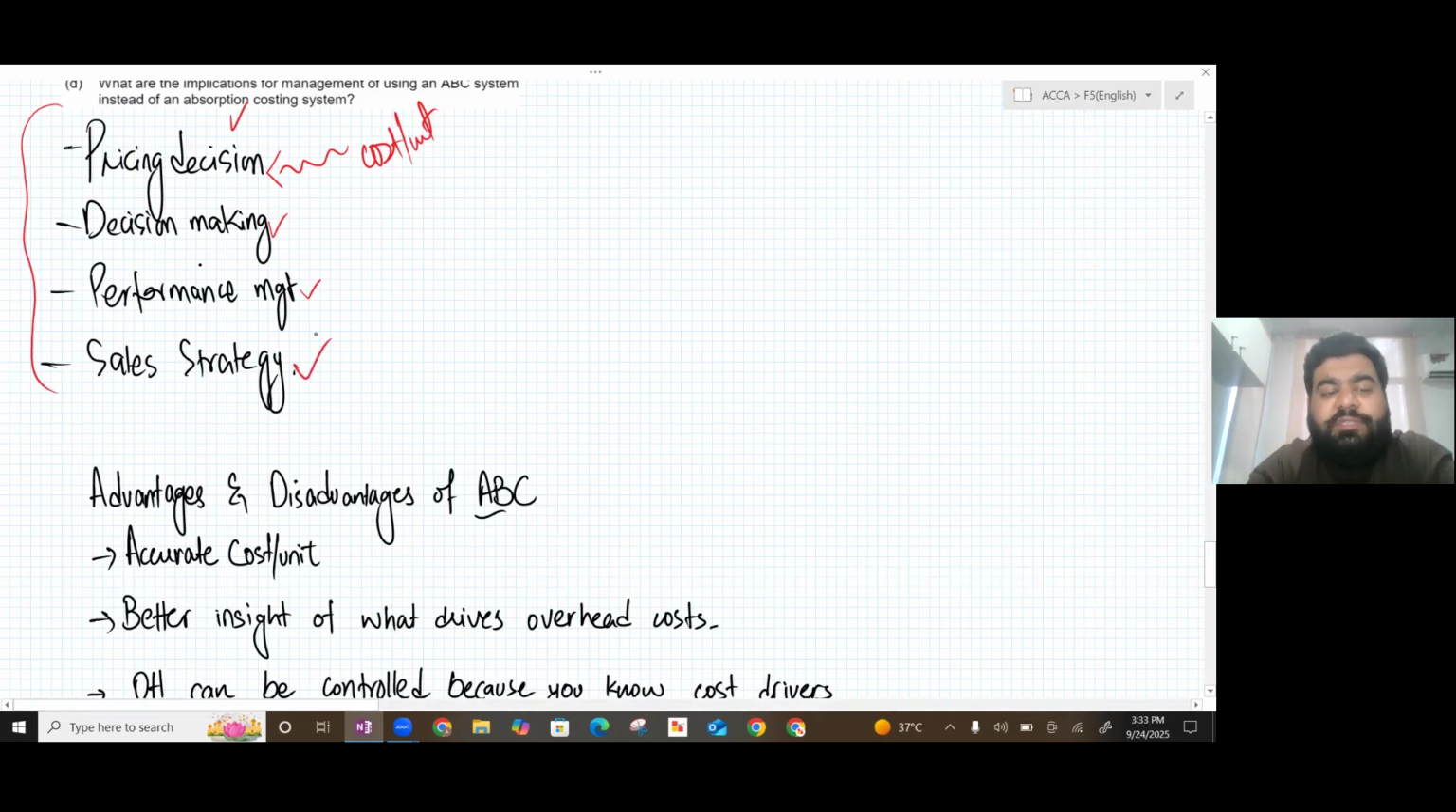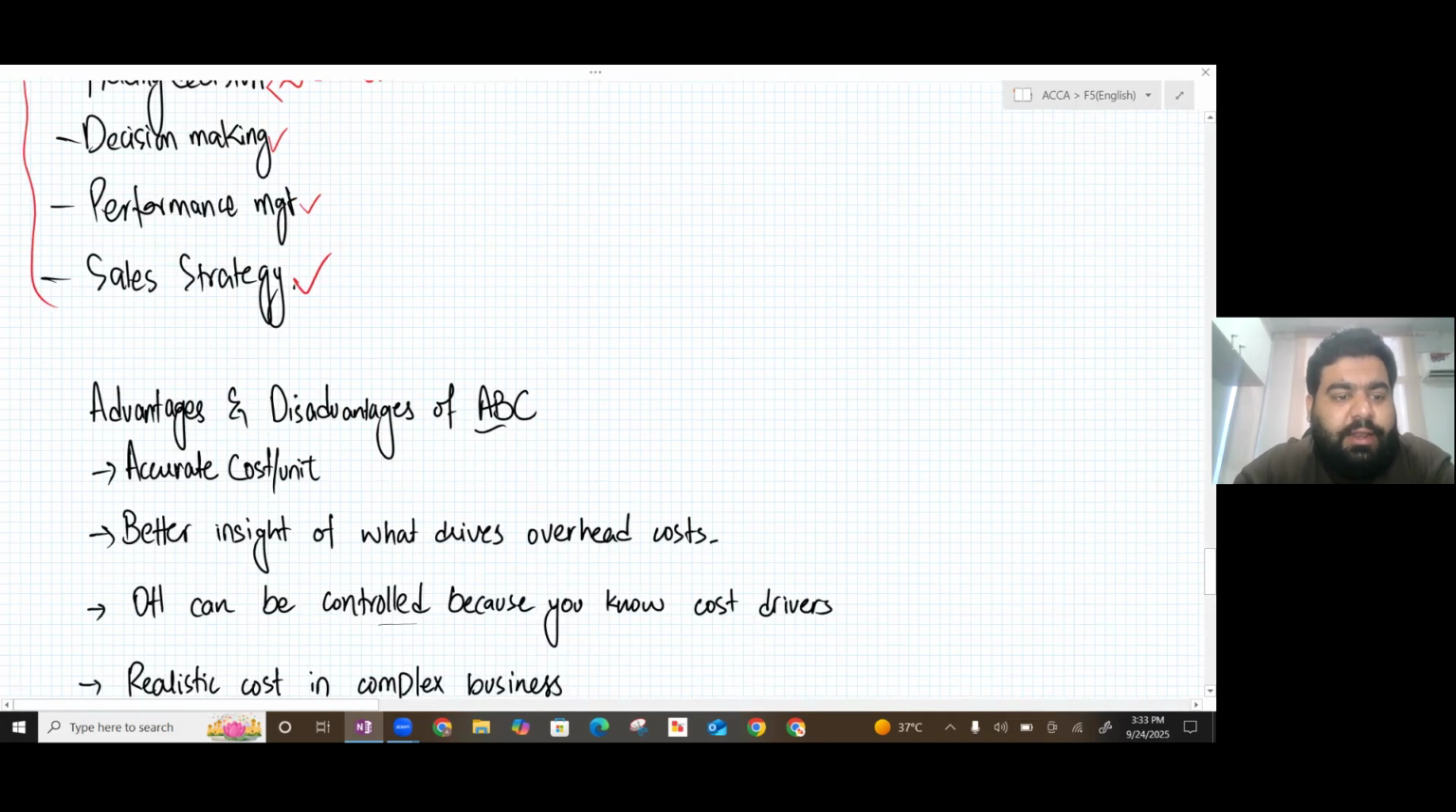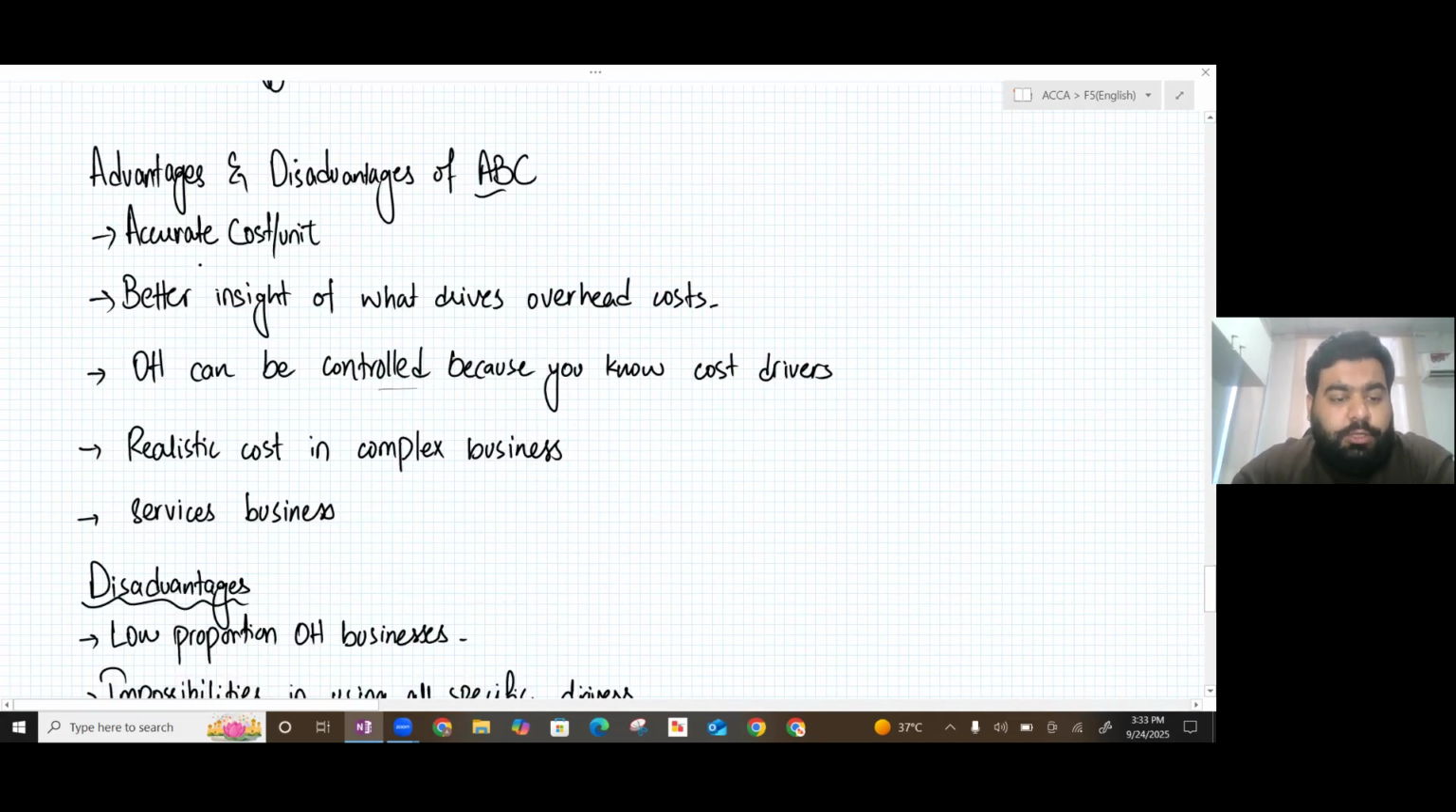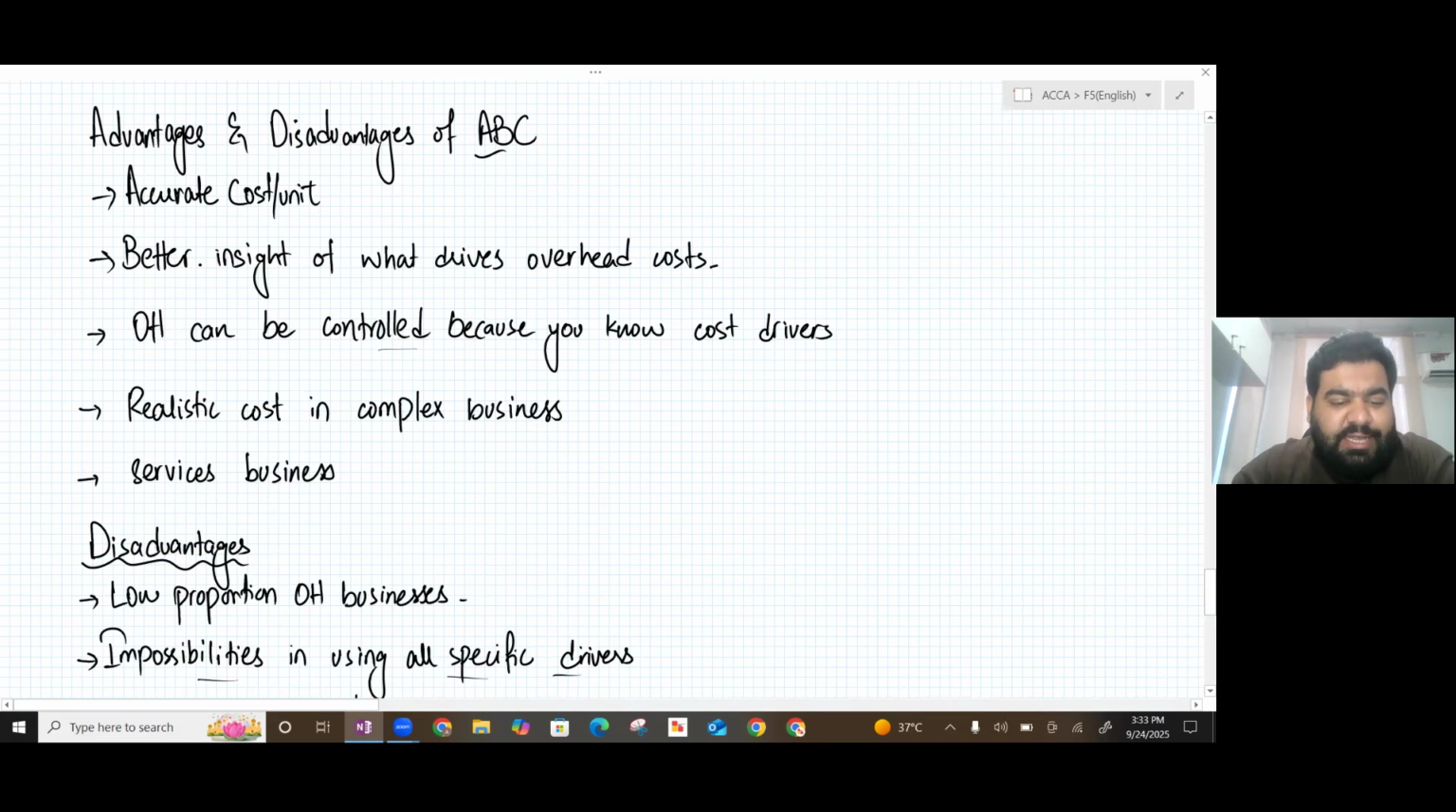And sales strategy: when all these points are covered, like pricing decision is good, decision making is good, performance management is good, then you know how to sell, at which selling price you have to sell. If you are not even aware of the proper cost, how can you sell at the proper selling price? So your sales strategy will fail there. So under ABC, all these points will be covered, and it's recommended to businesses to use ABC so that it can work properly. There are some advantages and disadvantages as well for ABC.